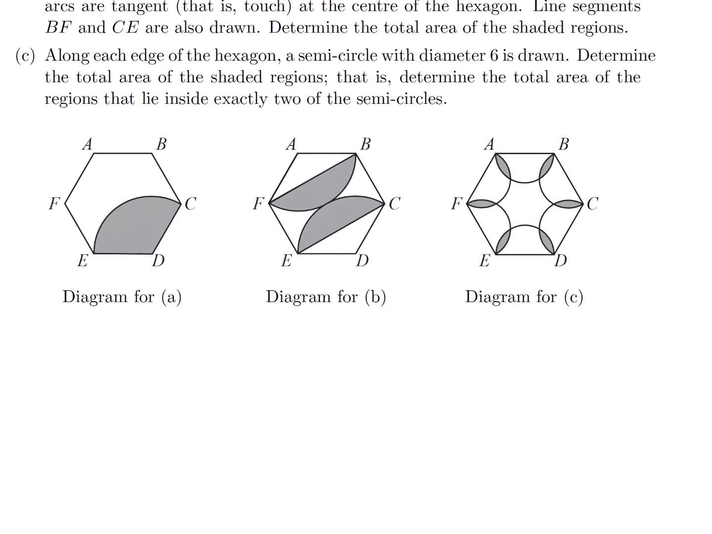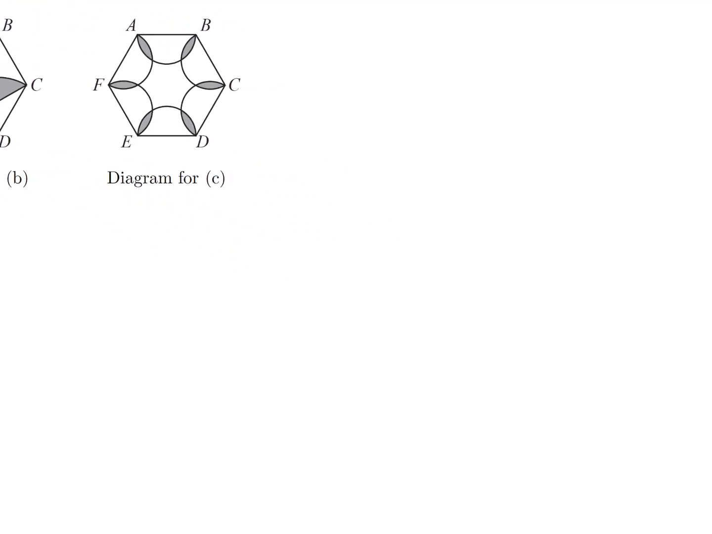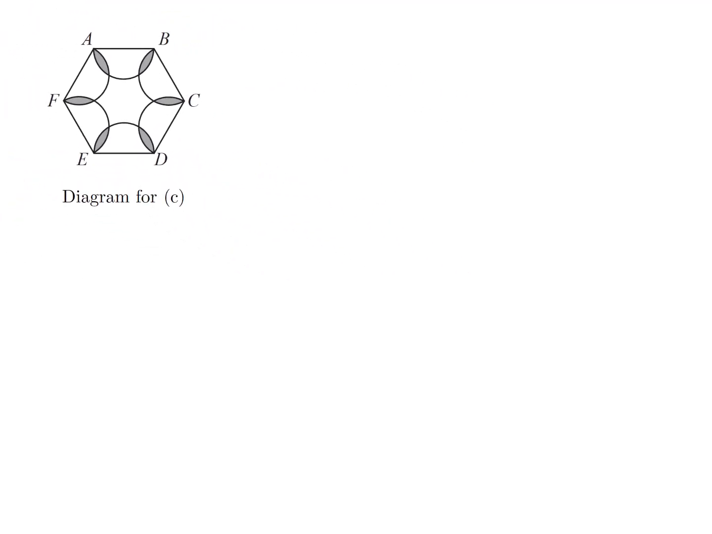Part C. Along each edge of the hexagon, a semicircle with diameter 6 is drawn. Determine the total area of the shaded regions. That is, determine the total area of the regions that lie inside exactly 2 of the semicircles. We are now looking at this diagram, which is a little bit different, of course. Now I'm going to have to explain this in parts because the diagram is way too small. So let me just draw what I think is part of it.